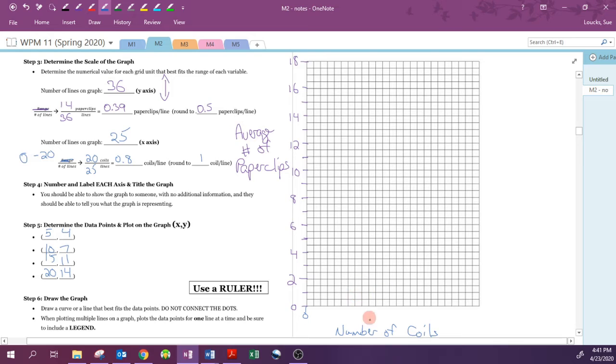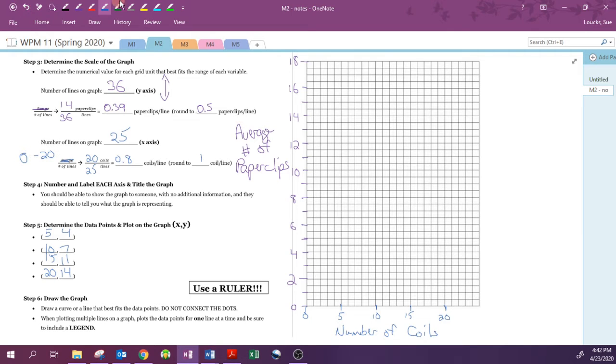Okay, so I don't really care where 1 coil is, but I should mark 5. That would make sense, right? 1, 2, 3, 4, 5. So there's 5 coils. 1, 2, 3, 4, 5. That's going to be 10. 1, 2, 3, 4, 5, 15. 1, 2, 3, 4, 5, and there's 20 coils. Okay, so that's all. I could label the 25, but I don't have any data for it, so I'm not going to. All right, and then I need to plot my points.